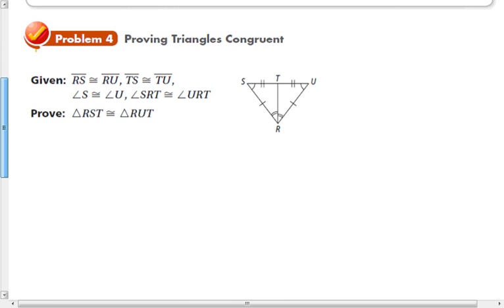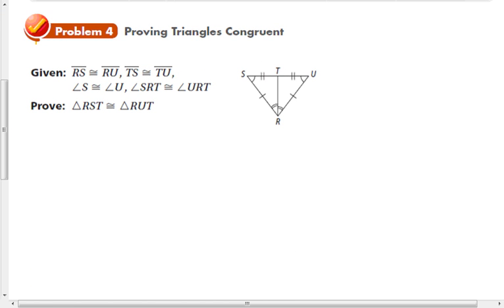All right, let's use that here in this proof. So given RS is congruent to RU and TS is congruent to TU, and all these other things are given, we're going to prove the two triangles are congruent. All right, I'm going to stop and write out the proof so I'm not explaining the whole time and using a bunch of time, and then you can check back.